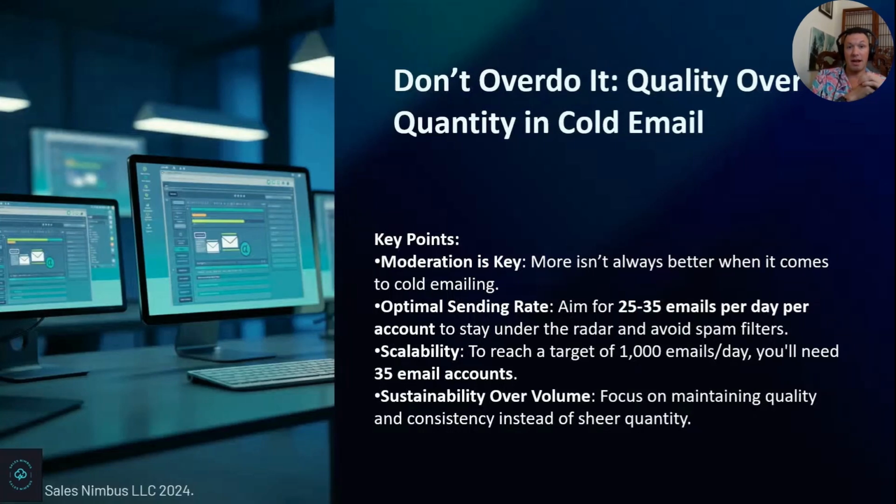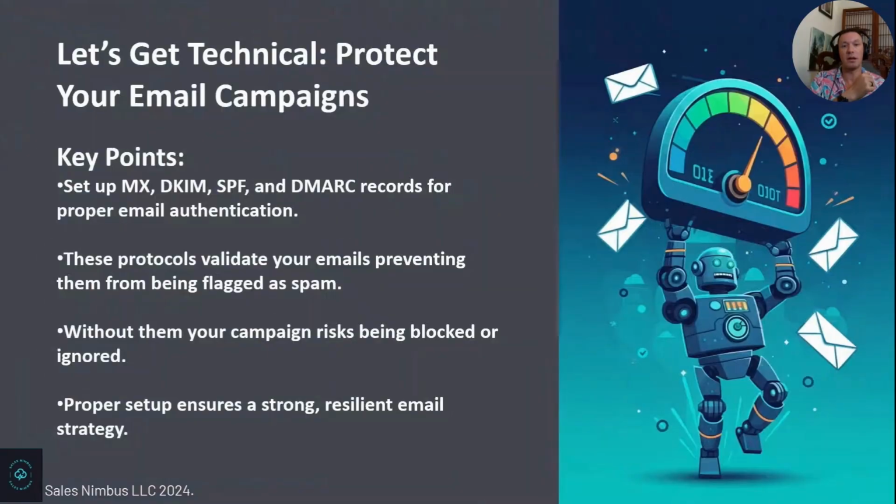Don't overdo it either. And this is where many people do it wrong. They think more is better, right? With cold email, moderation is key. You're going to aim to send between 25 and 35 emails per day from each account. That's a conservative number, and that will keep your activity under the radar and help you avoid triggering any kind of spam filters. So if your goal is to send 1,000 emails per day, you would need about 35 accounts for that. And it's about quality and sustainability, not just quantity.